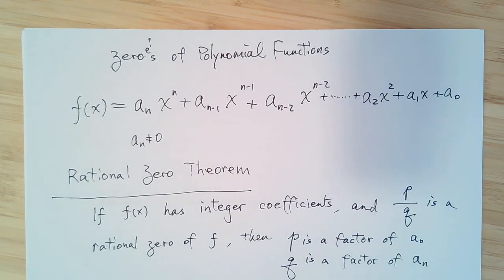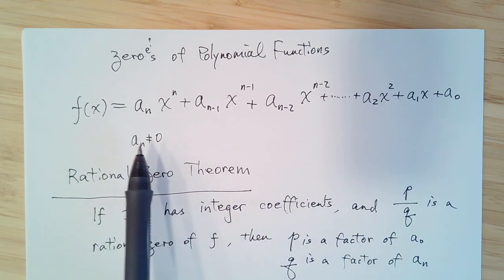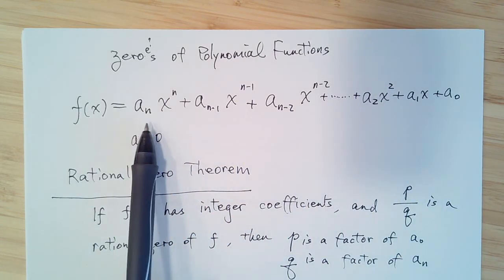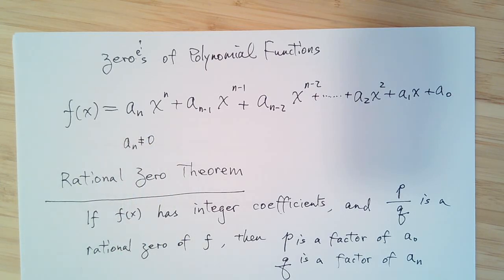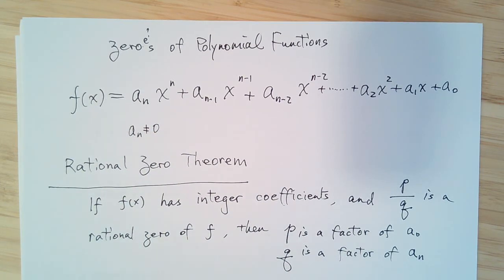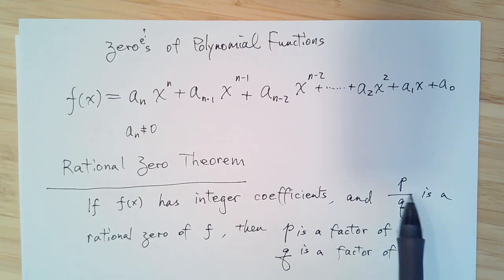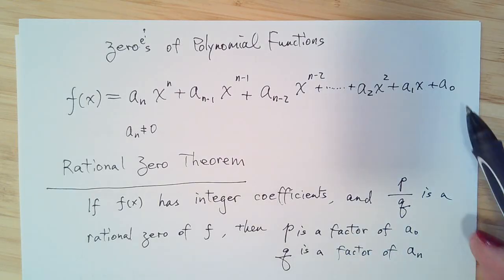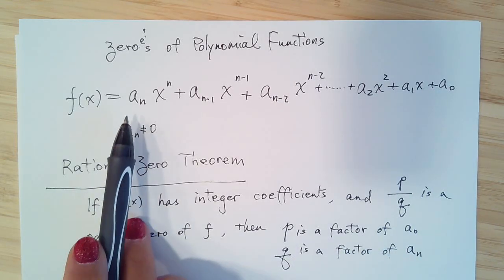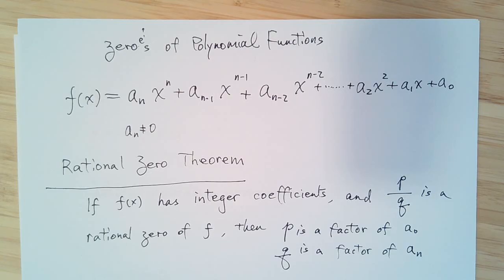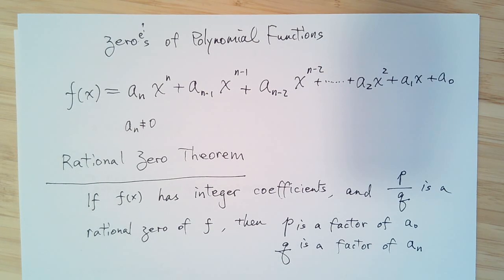What does this mean? This means if f of x has integer coefficients, that means a0, a1, a2, all the way to a n, they are whole numbers or 0 or negative whole numbers. So they're all integers. There's nothing behind the decimal point. Then we can have a p over q, p a factor of a0, q a factor of a n. If you have a possible rational zero, it must have this pattern.